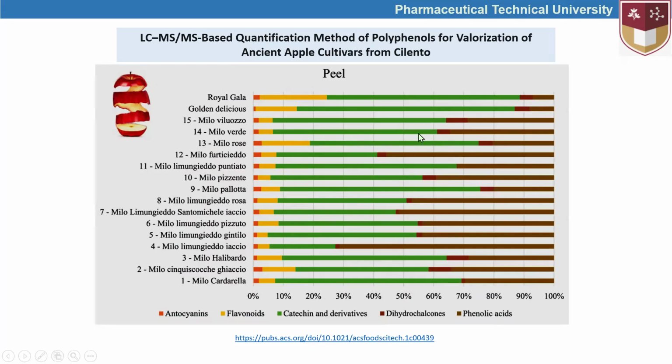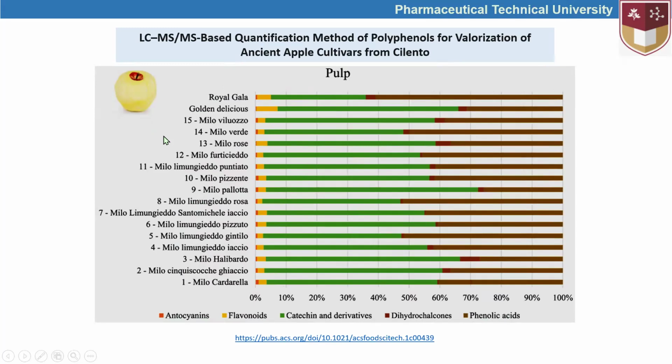The point is, here we can see that the main components in both peels and pulps belong to catechin and its derivatives. Also here we can see a high level of phenolic acids. Here the dihydrochalcones ratio is very little, somewhere here and here only. And here we can see flavonoids and anthocyanins concentration also not very high.